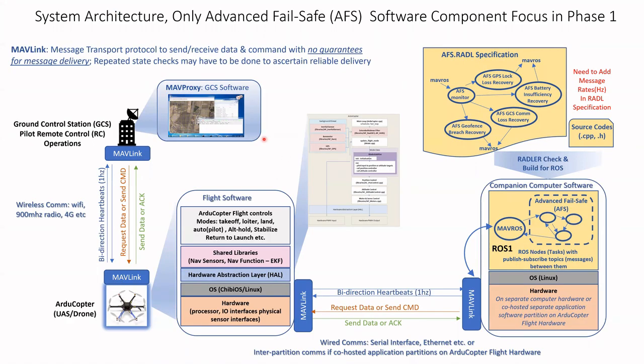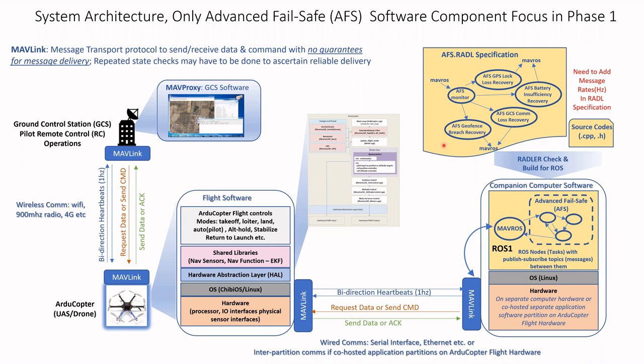As shown in this picture, the high-level system architecture on the top left, we have the ground control system. In the ArduPilot terminology, this is the MAVProxy ground control system software that talks to the onboard ArduCopter, which is essentially a UAS drone. And the flight software has built-in flight controls, a whole bunch of modes like takeoff, loiter, land, autopilot, altitude stabilization, etc., which is built on top of existing nav sensors like GPS, the IMUs and the accelerometers, and the nav function, which is the extended Kalman filter.